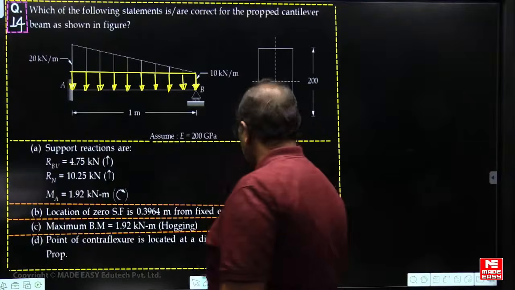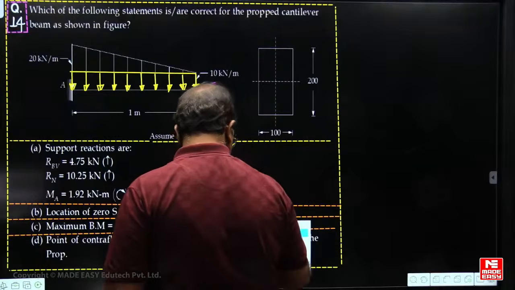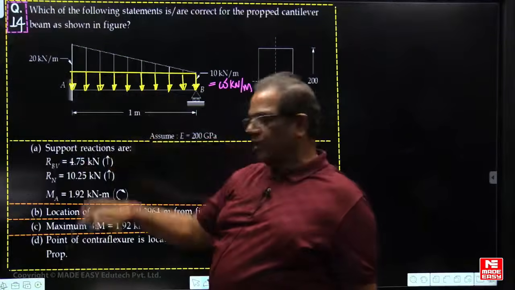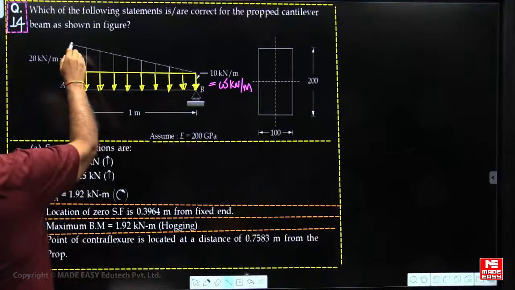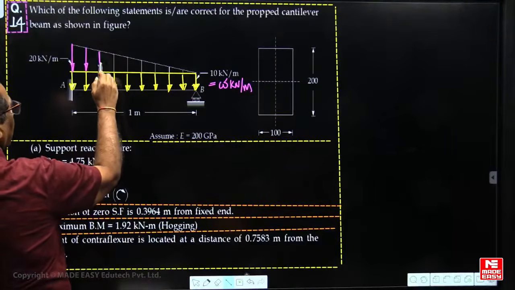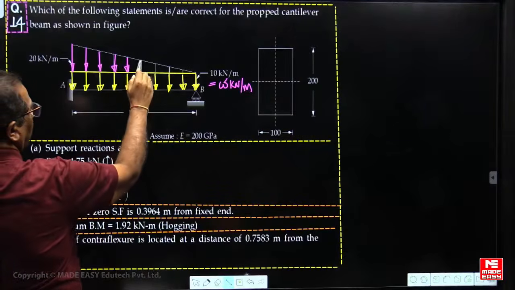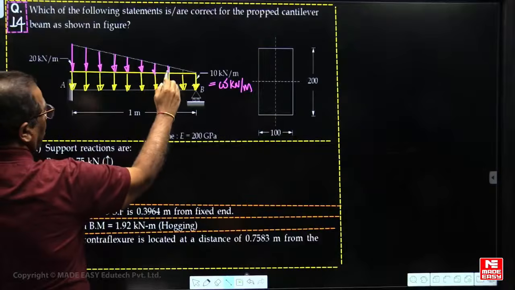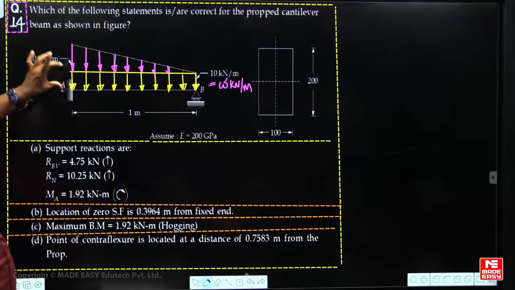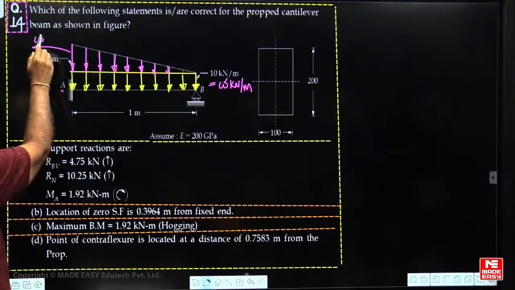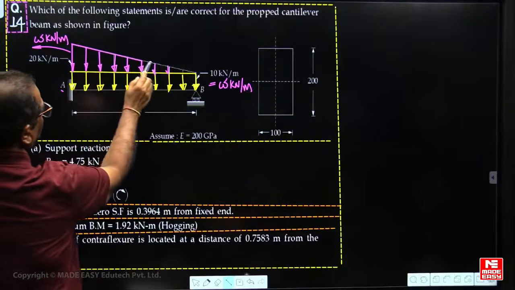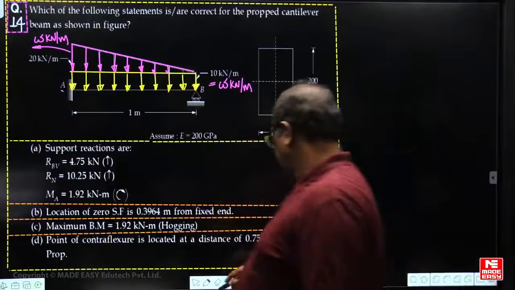And next one, this intensity. This 10 I am calling as W. Next, this is UVL. And this total is 2WA. This already W means this is W. That's all. And here one vertical reaction will be there.